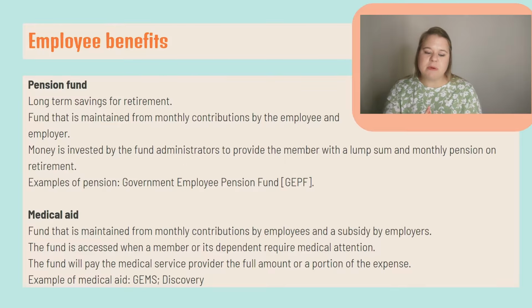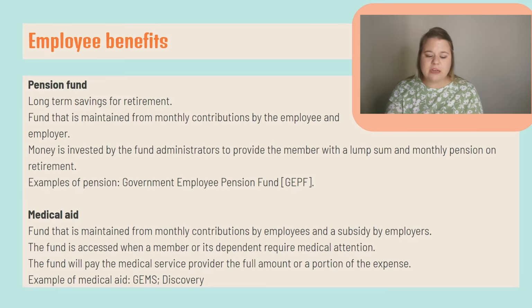So, we have pension fund. These are long-term savings for retirement. This fund is maintained from monthly contributions by the employer and the employee. So, a part of your salary is going to go to your pension fund, but a part of it comes from the employer themselves. The money is then invested, and then you get your lump sum.